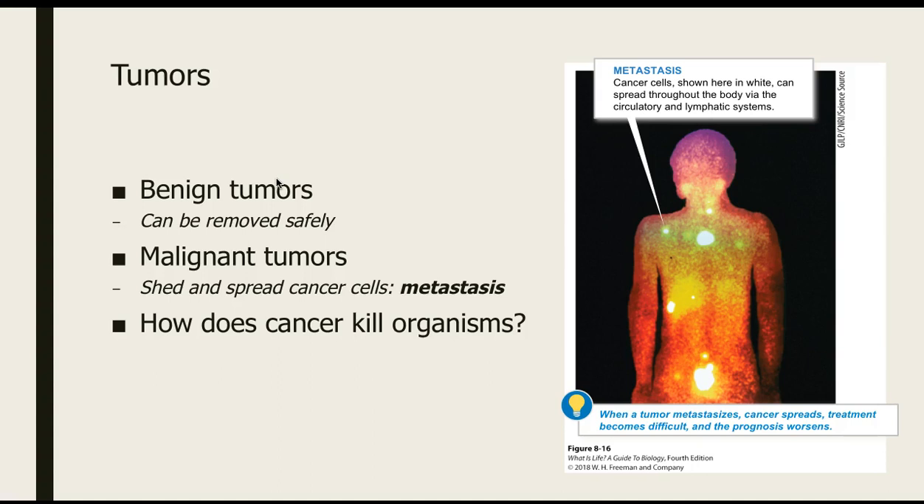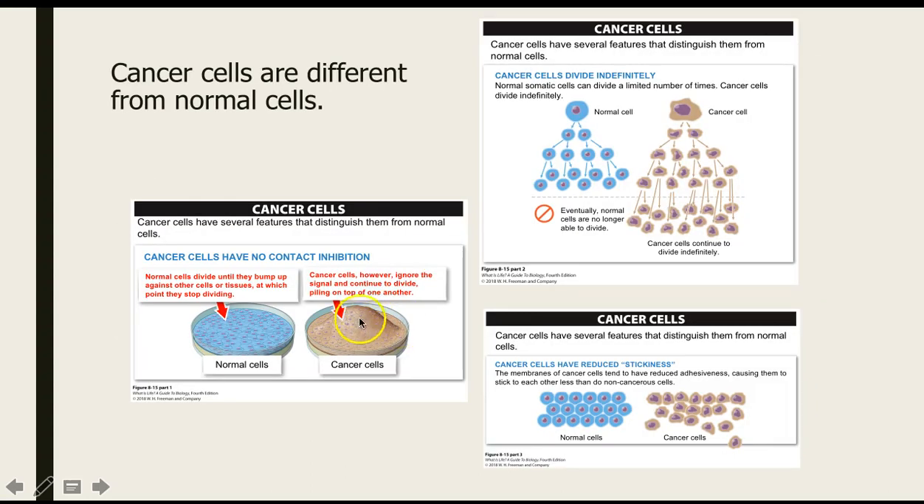A malignant tumor, mal means bad, so malignant tumors are actually considered to be cancer because they are spreading throughout the body, and anything that spreads throughout the body is called metastasis. So tumor, that's this no contact inhibition, but spreading through the body, that's this dividing indefinitely and having less stickiness.